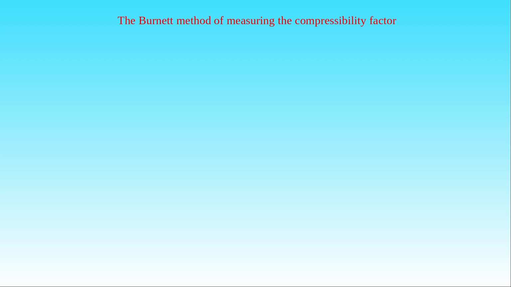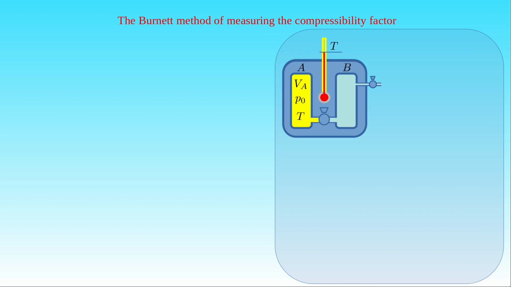Before introducing the equation of state for real gases, which will help us to find an efficient method to determine their compressibility factor, we present a simple procedure called the Burnett method to measure the deviation factor of real gases. In the measurement we can use an apparatus similar to the one used by Joule in his original experiment on the free expansion of air.